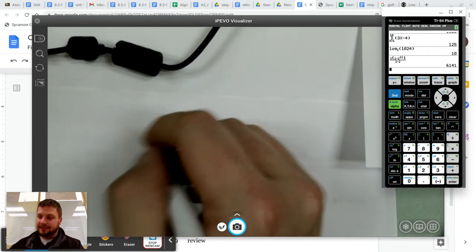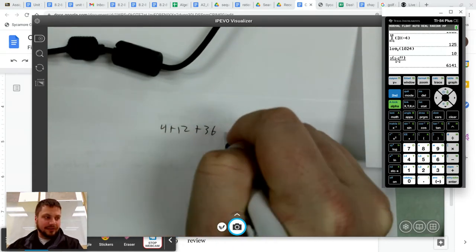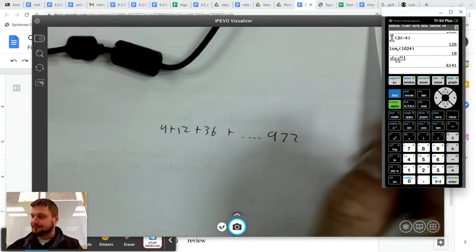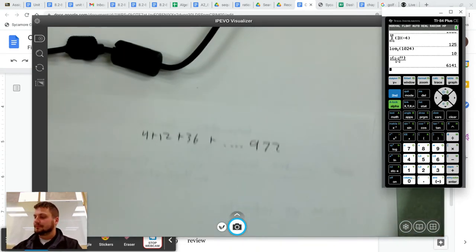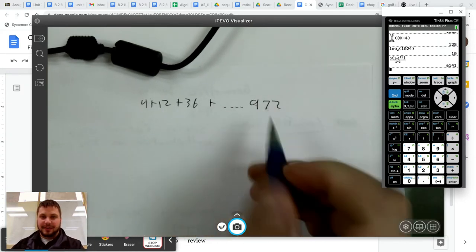How about we have this here now? 4 plus 12 plus 36 plus dot, dot, dot, dot, 972. All right, so here, we got to write the explicit formula, figure out what term this is.